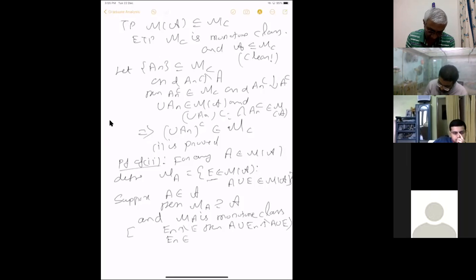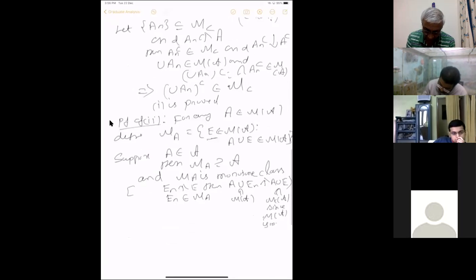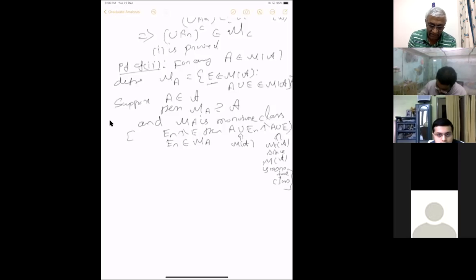Suppose En increases to E and En is in M subscript A. This is maybe confusing, this M subscript A. That means that A union En is in M of A. Because M of A is a monotone class, the limit A union E is in M of A. So it's clear, I have just verified that MA is a monotone class.